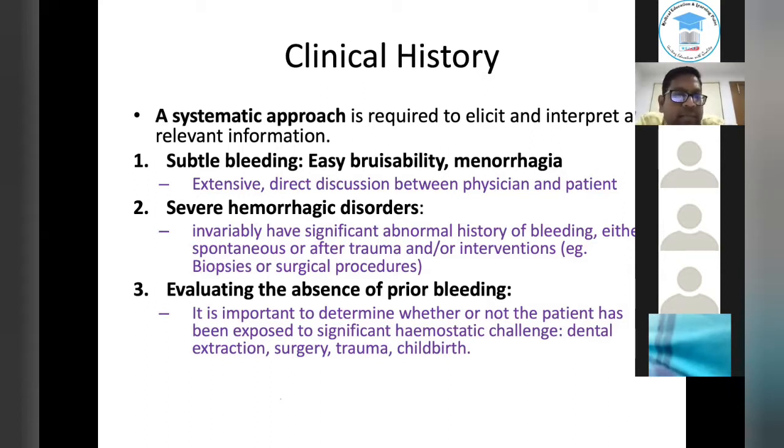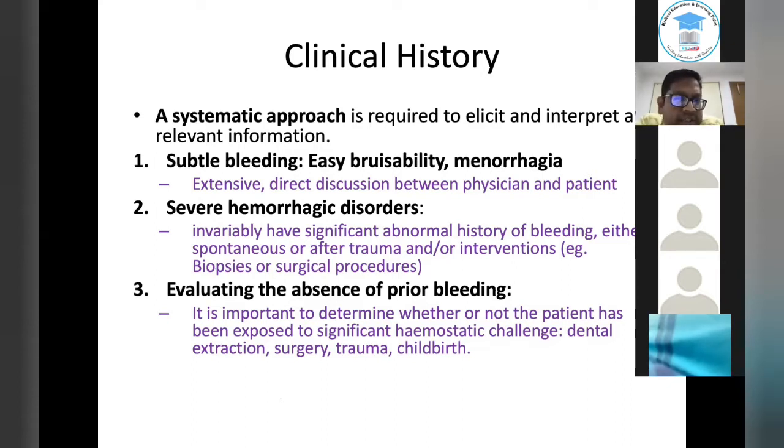Is there evidence of subcutaneous bleeding? Is there bruisability, menorrhagia? These are examples of subcutaneous bleeding. It can be extensive, and you have to discuss extensively with your physician and the patient to ascertain whether there is subcutaneous bleeding.